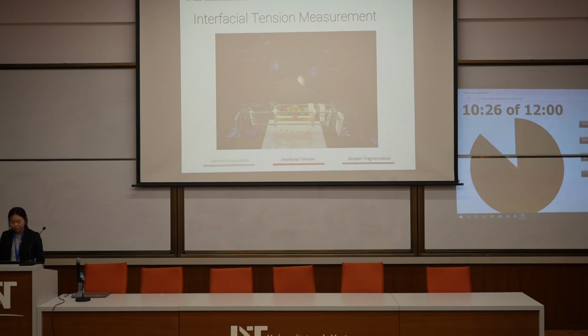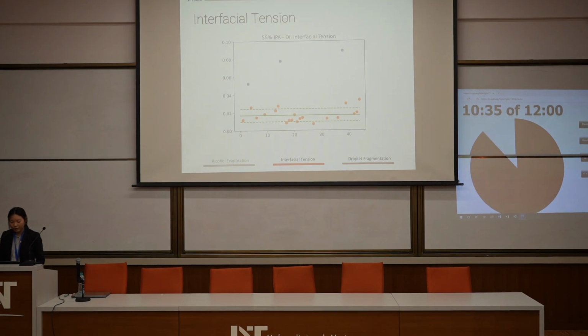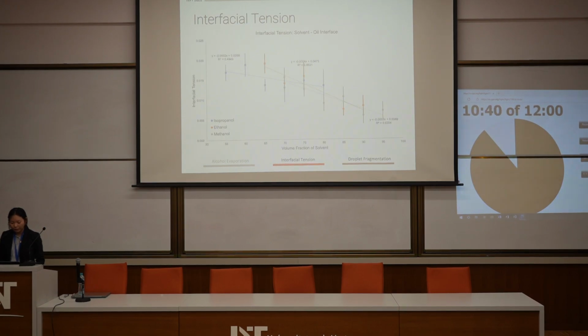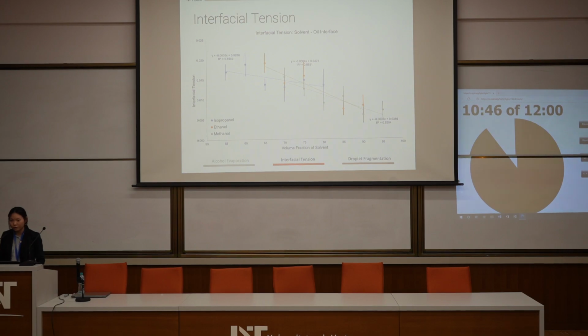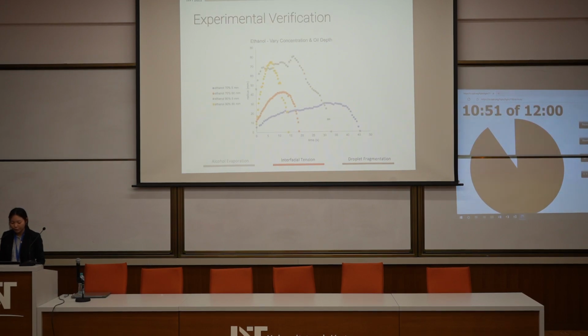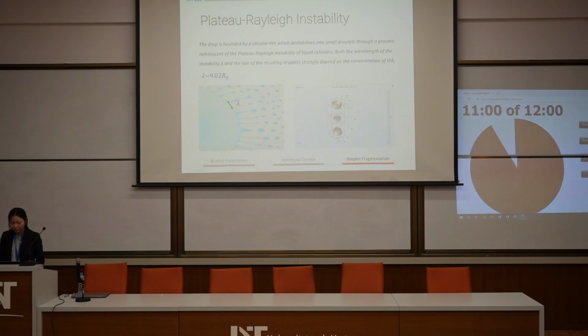Lastly, we had an interfacial tension measurement that we used to consider the interfacial tension of all the components themselves. And from here, we can determine the interfacial tension of the oil and isopropanol. After testing all the types of solvents, we realized there is a difference in their interfacial tension, which leads to different values of their spreading parameters. We have the experimental verification of varying the concentration and the oil depth, where the depth of the oil directly impacts the size and speed of expansion.